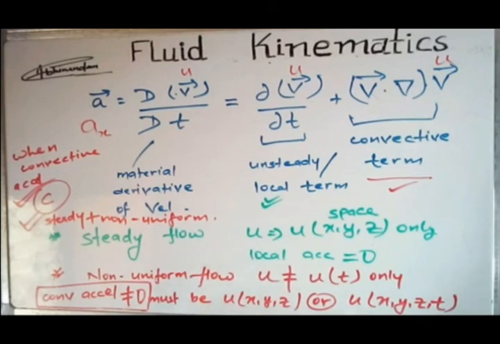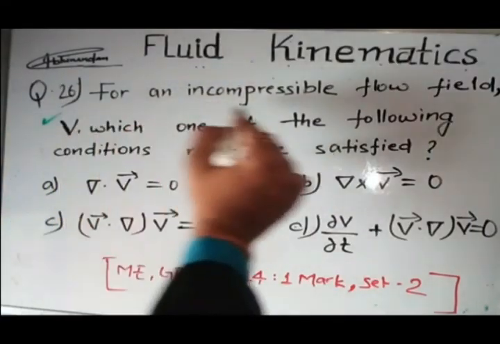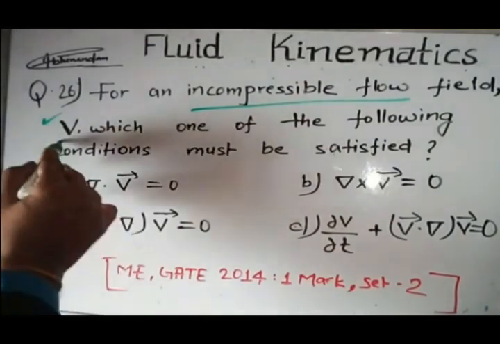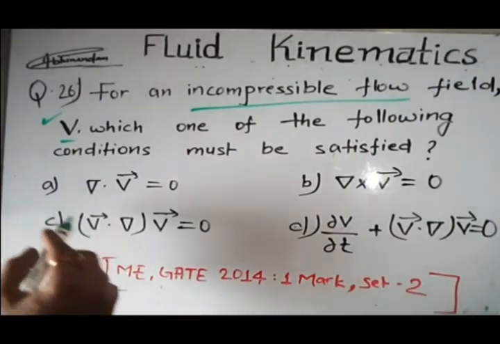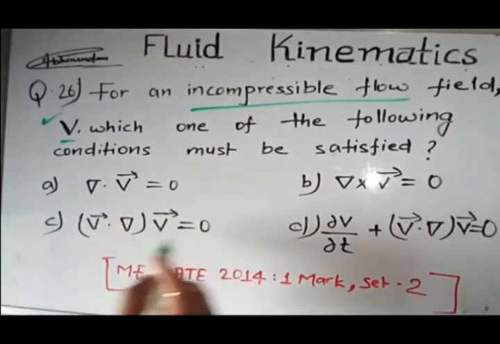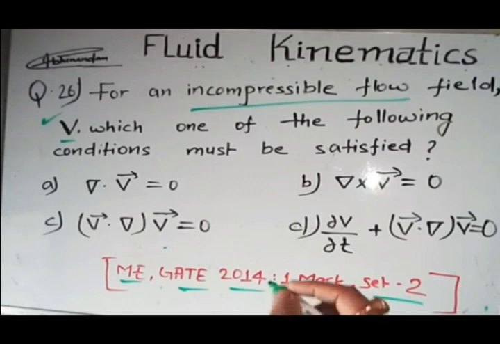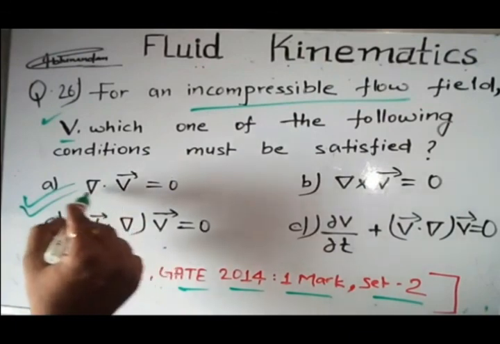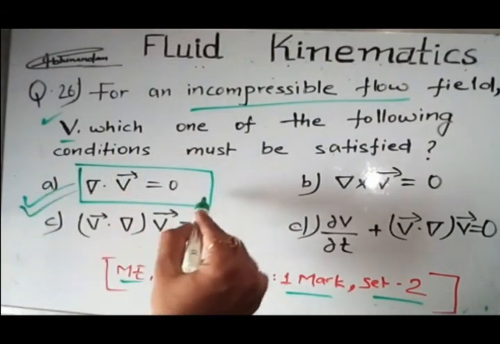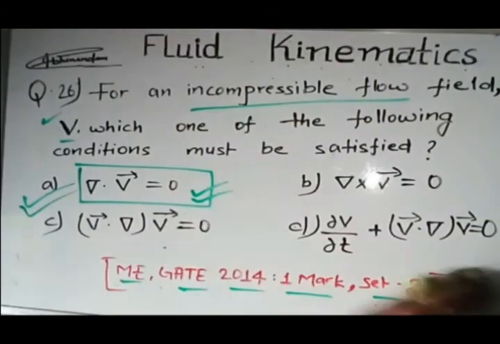Let's look at question number 26, which is an incompressible flow field. Which one of the following conditions must be satisfied? A, B is this, C being this and D is this. This question was asked in Mechanical Engineering GATE 2014 for 1 mark in set 2. So option A is correct, because when we put rho constant in the continuity equation, this option will come. That's it.